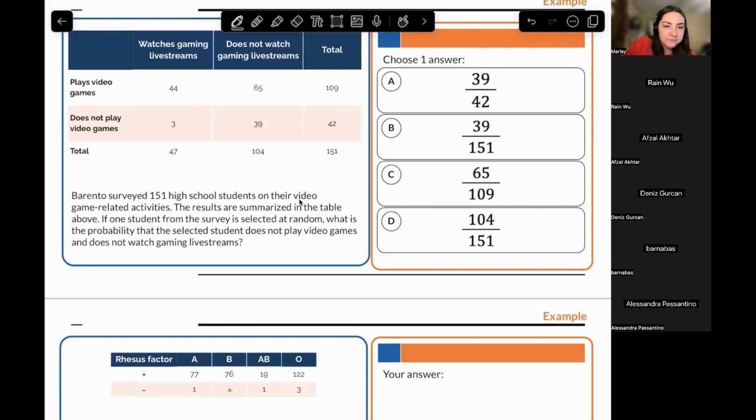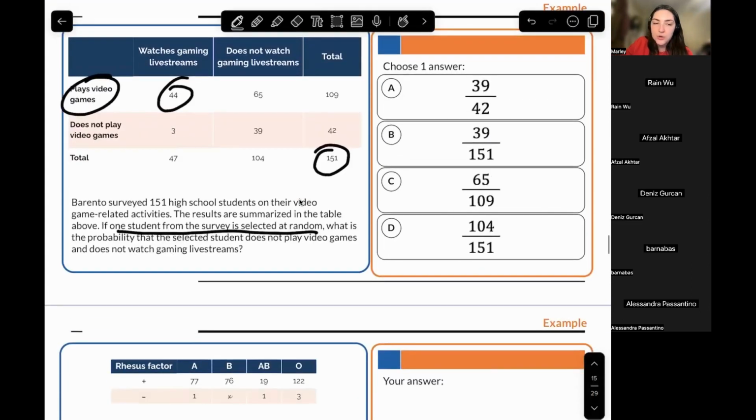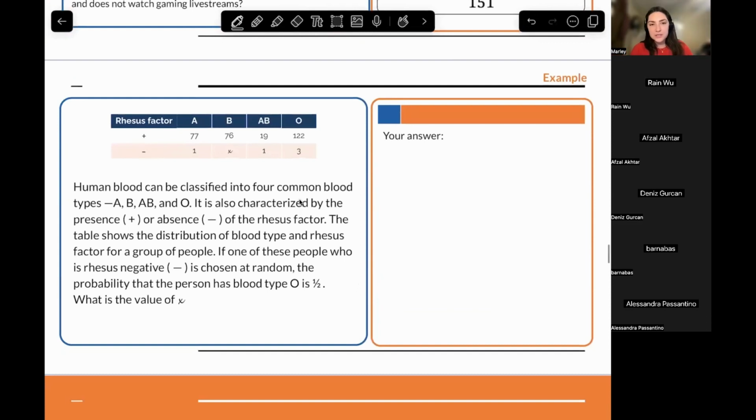So they say, if one of the students from the survey is selected at random, that means out of everybody, right? Versus if they say, if we're looking at the people who play video games, how many of them watched gaming live streams, right? So that would be a different denominator. So it's always this first part that's letting you know what should be the denominator. Let's take a look at this one and then keep going just so we have time to do all those questions that are at the end.